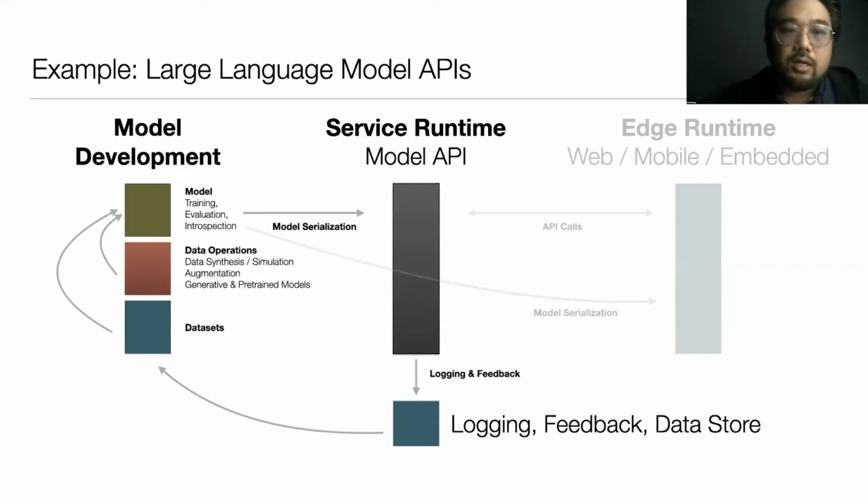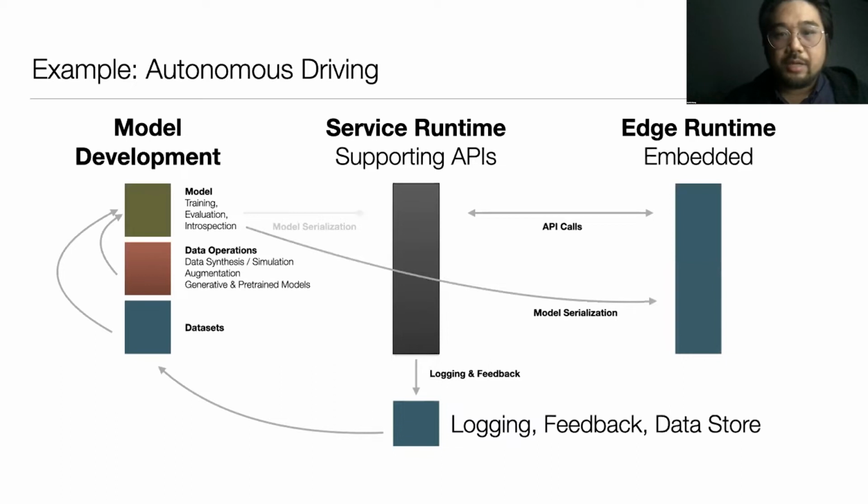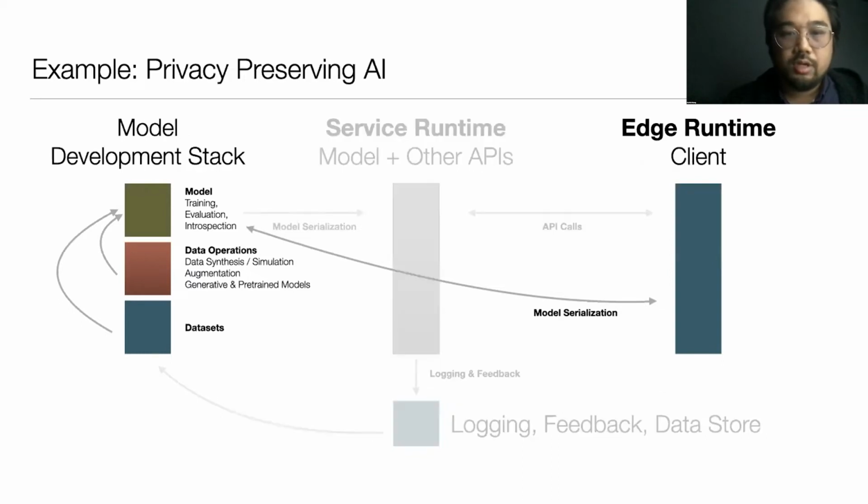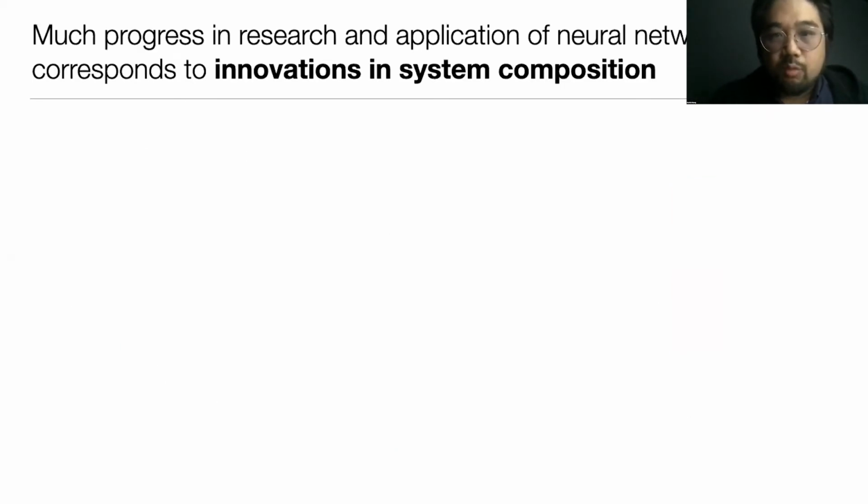So you can think about different machine learning applications as special cases of this. For example, with a large language model API like GPT-3, or a service for Codex, you have this large model and you operationalize it as an API. You can think about autonomous driving systems where your model gets pushed to an embedded edge runtime, with supporting APIs to capture feedback data. Or you can think about a privacy-preserving setup where you might actually do training on your client.